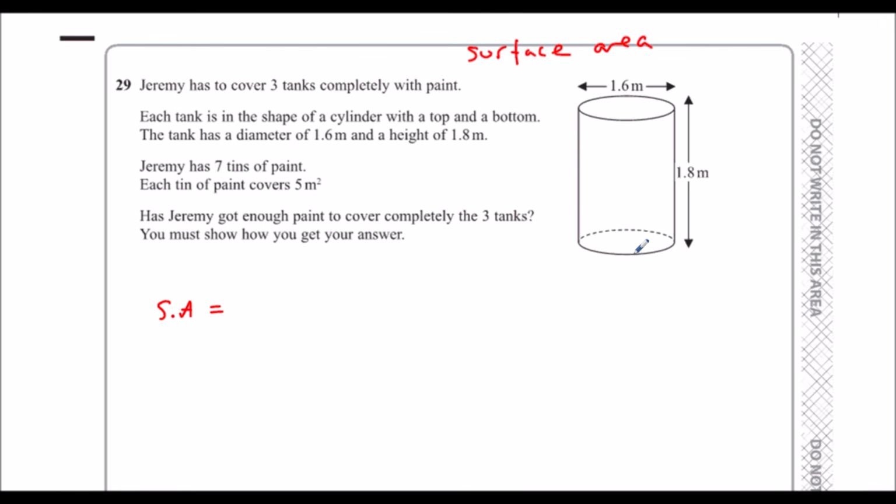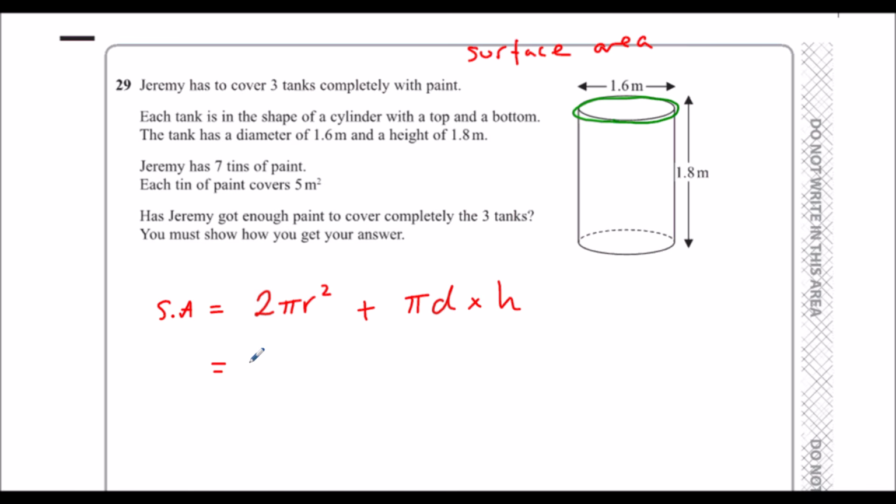So we've got 2 circles, 2 pi r squared. The area of the top is pi r squared. The area of the bottom is pi r squared. So we've got 2 pi r squared plus, and then this curved bit is the circumference of a circle, which is either pi times diameter or 2 pi r. So I'll put pi times diameter, either one of those. So the circumference of the circle times the height of the shape.